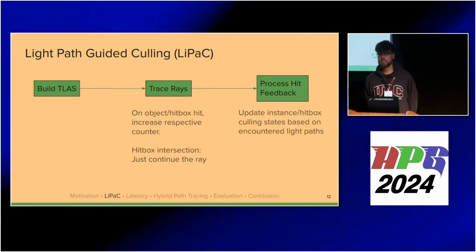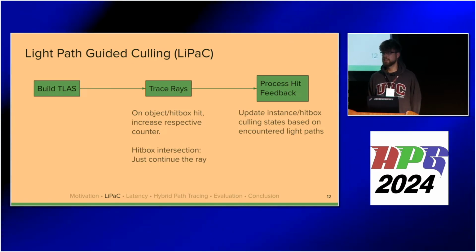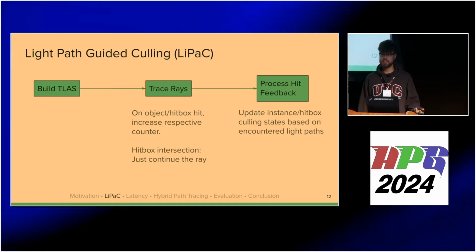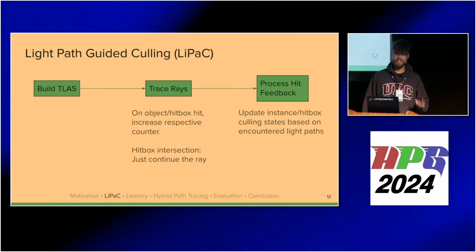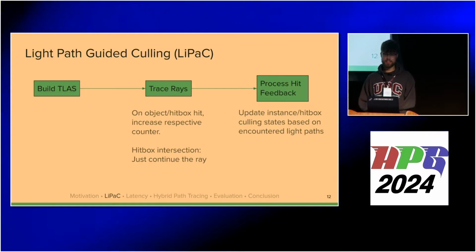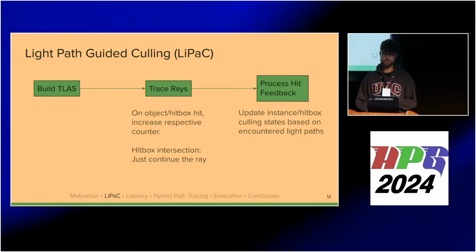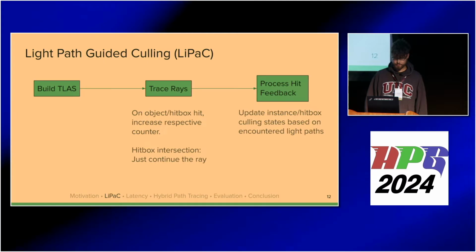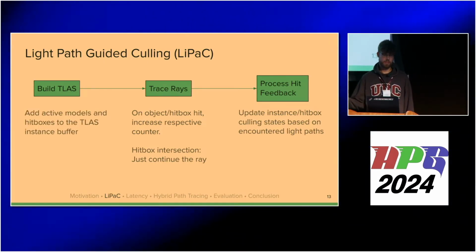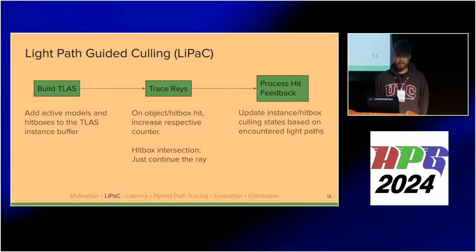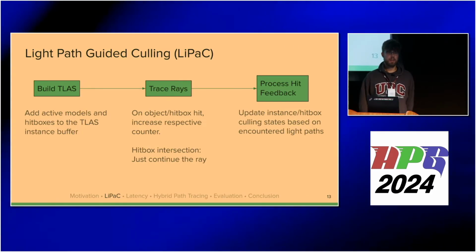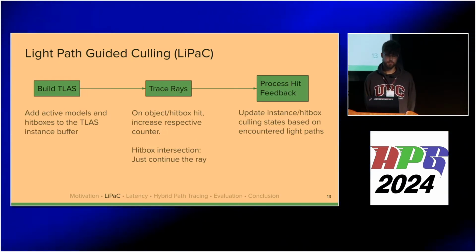Then, afterwards, we iterate over all instances and hitboxes and re-evaluate their states. So if an instance was culled, for instance, but the associated hitbox gets many light paths, many light hits, then we want to activate that instance again, and the other way around as well. And only during the next frame, during TLAS building, we evaluate whether an instance should be included into the TLAS or not based on the state we previously computed.